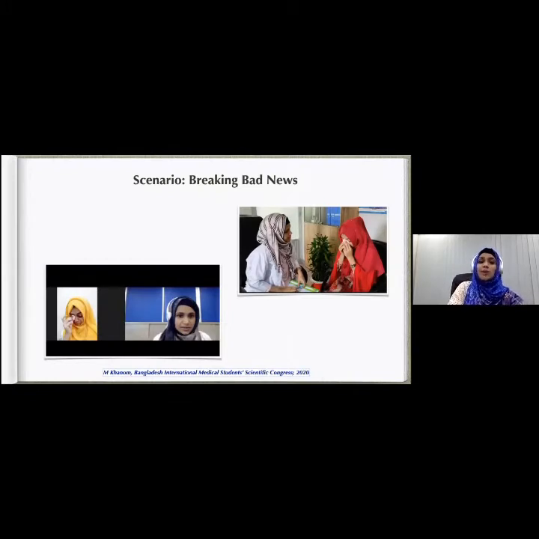Now we are going to talk about a scenario as an example of breaking bad news. Here you can see I have shown 2 pictures. One is the ideal scenario, what we used to practice. And the second one is the one customized for the COVID pandemic. Because, yes, due to the current requirements of social distancing and wearing PPE, that is the customized one.